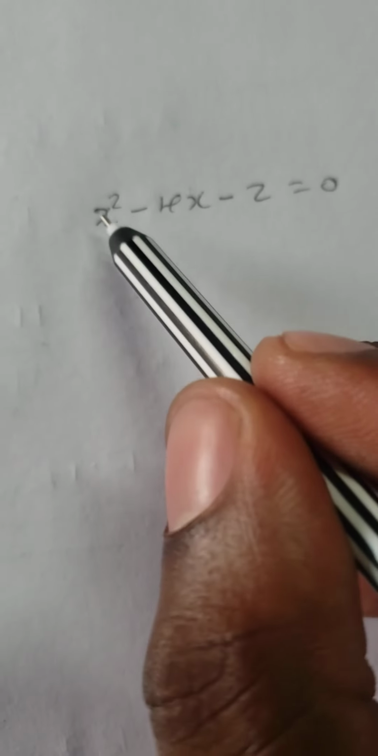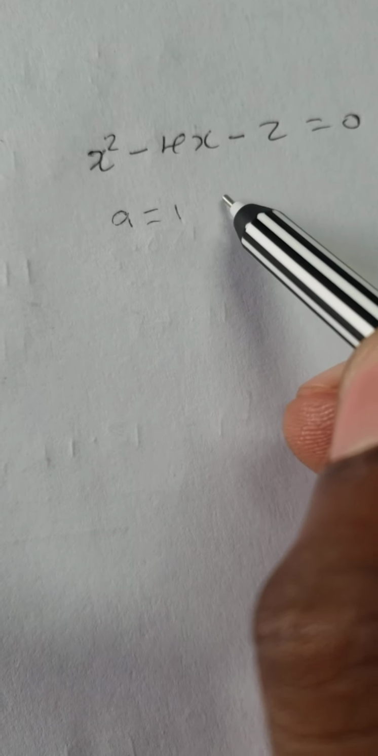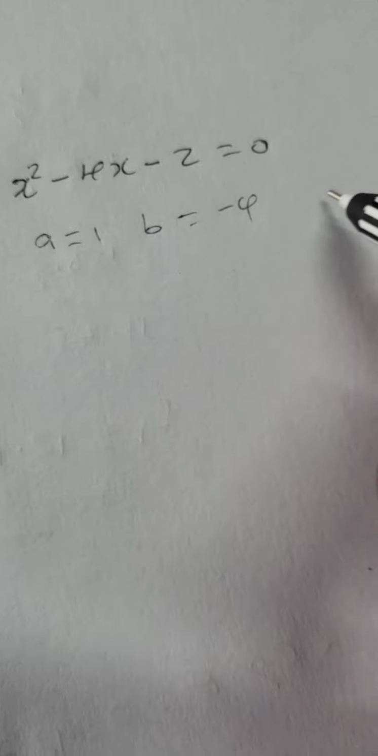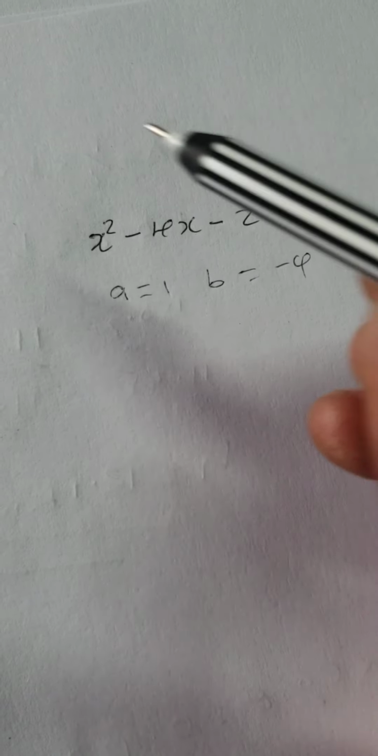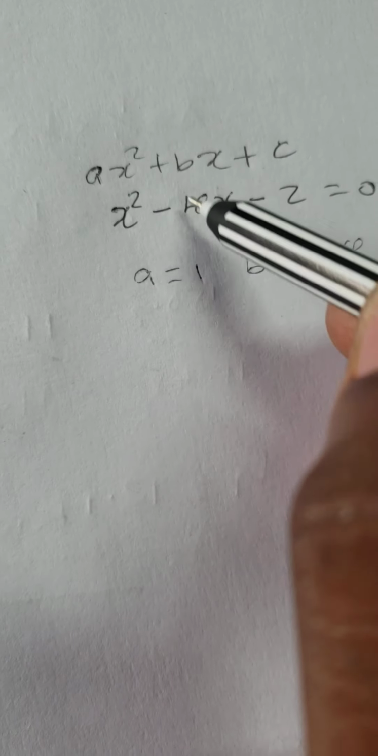Then we collect our data. This x squared, its coefficient is 1, so our a is 1. And that x, its coefficient is negative 4, so our b is negative 4. Then for our c it is negative 2. Why are we saying a, b, c? Because the standard equation of a quadratic equation is in the form of ax squared plus bx plus c. So now our c is negative 2, our b is negative 4, and our a is the coefficient of x squared. We have 1x squared, so it's 1.